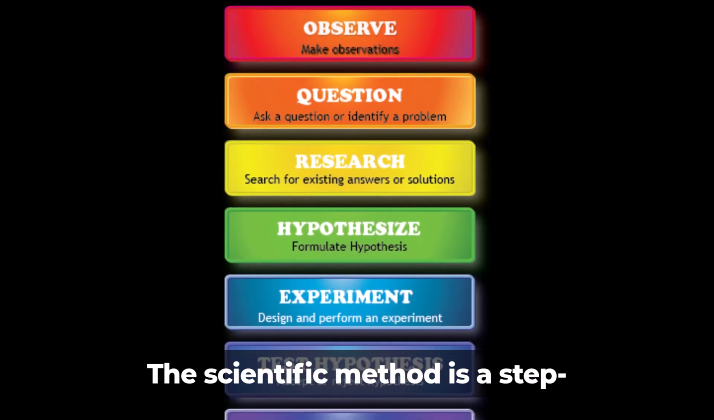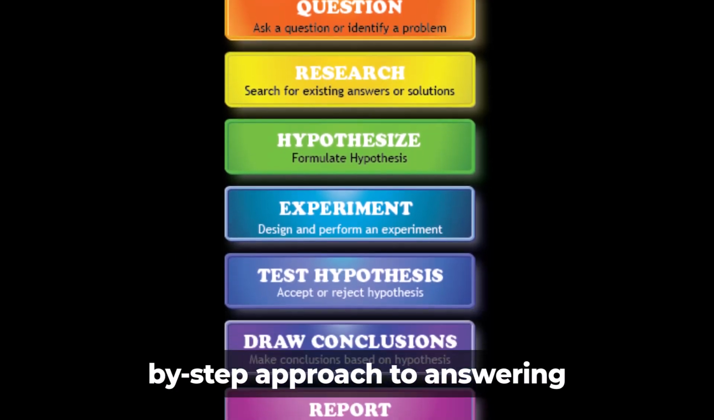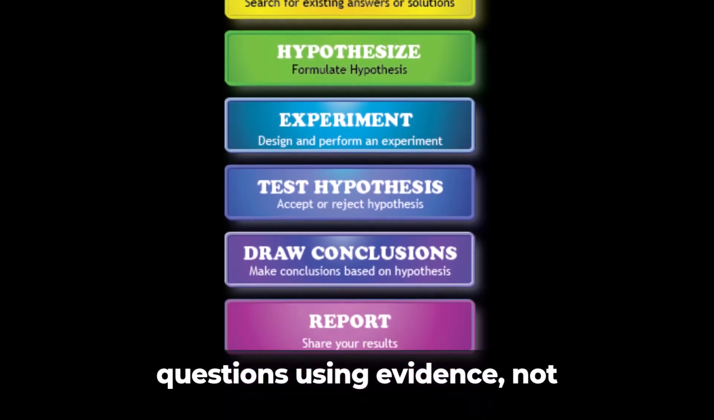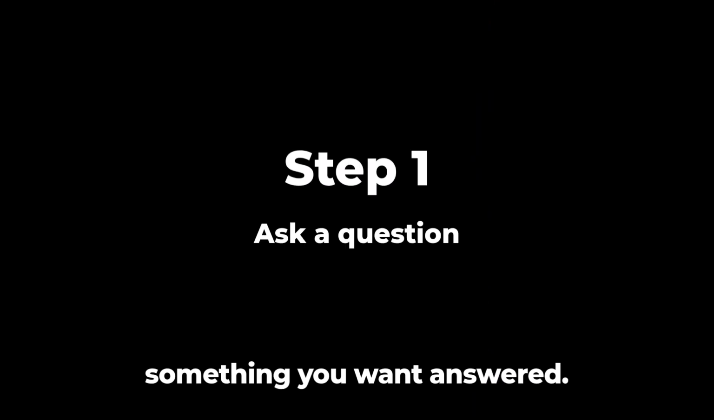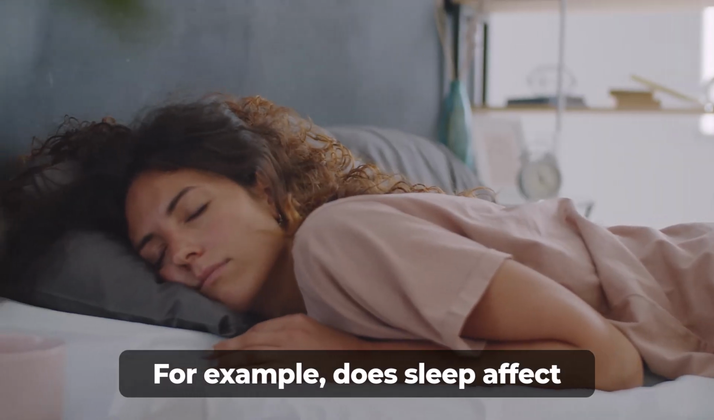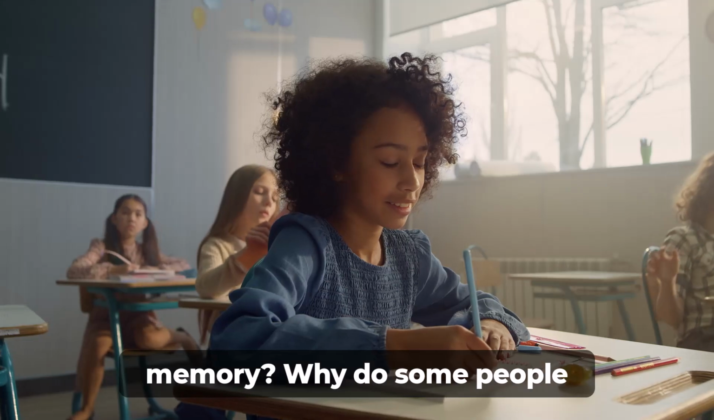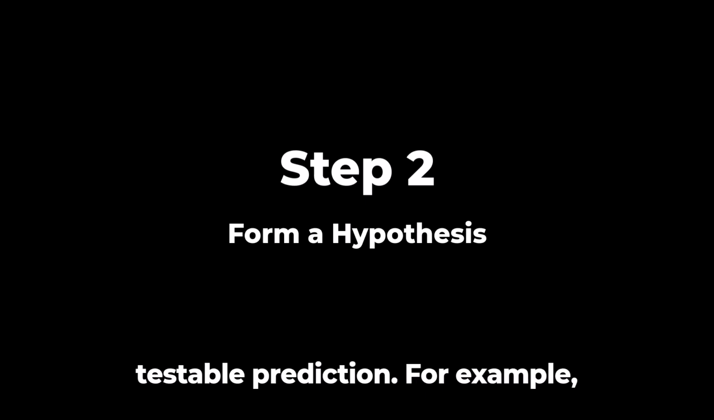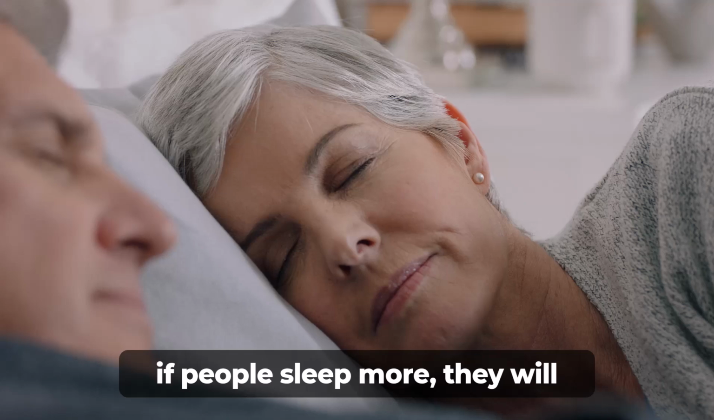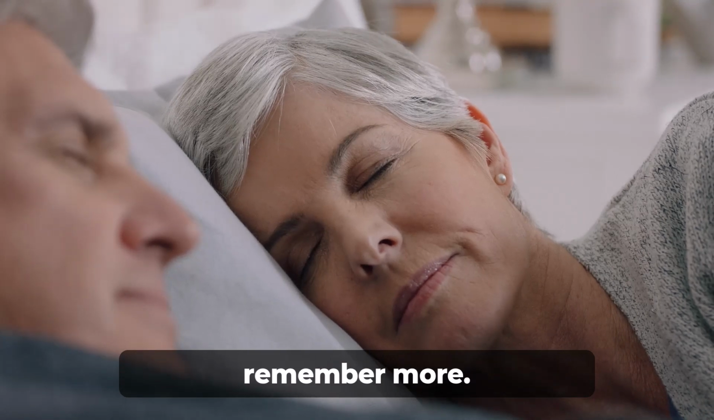The scientific method is a step-by-step approach to answering questions using evidence, not guesswork. The steps are simple. Step 1. Ask a question, something you want answered. For example, does sleep affect memory? Why do some people learn faster? Step 2. Form a hypothesis, a testable prediction. For example, if people sleep more, they will remember more.